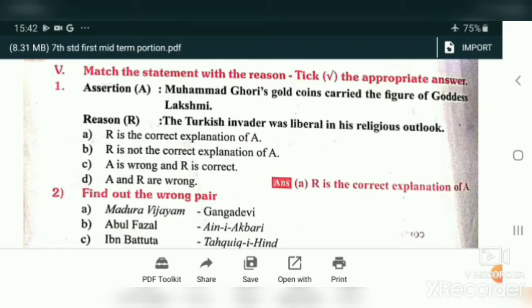Match a statement with the reason. Tick the appropriate answer. Assertion: Muhammad Ghori's gold coin carried the figure of goddess Lakshmi. Is it true? Correct. Reason: The Turkish invader was liberal in his religious outlook. Here R is the correct explanation of A. So you tick that R is the correct explanation of A.